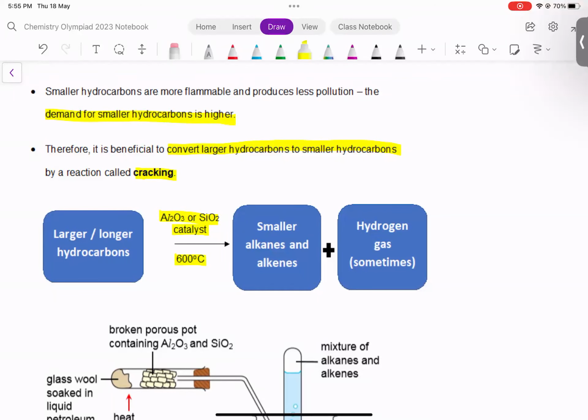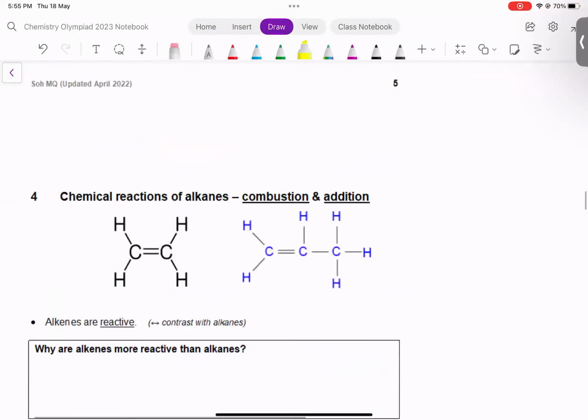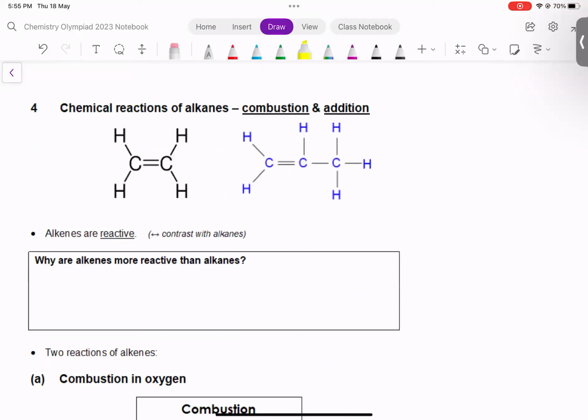Now let's move to the main bulk of today, which is the chemical reactions of alkenes, which is combustion and addition. Now, alkenes are reactive. Alkenes are reactive generally because they contain a carbon-carbon double bond.